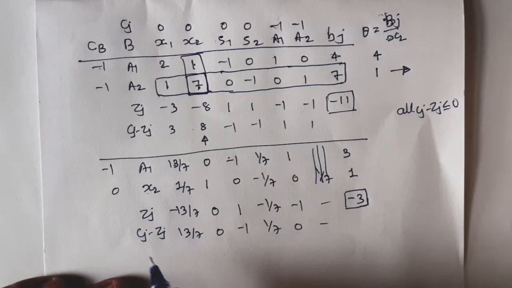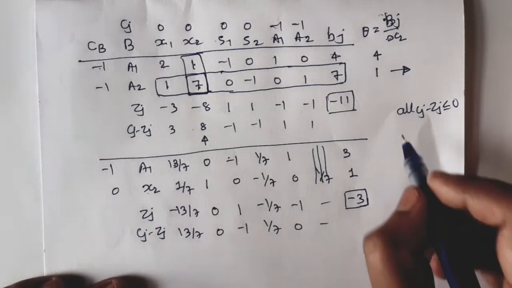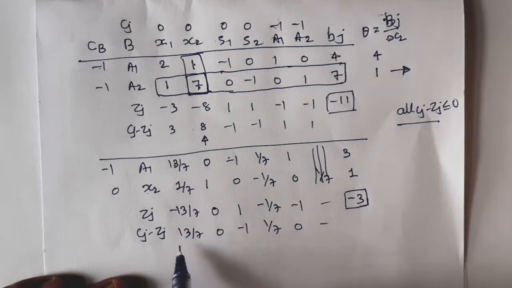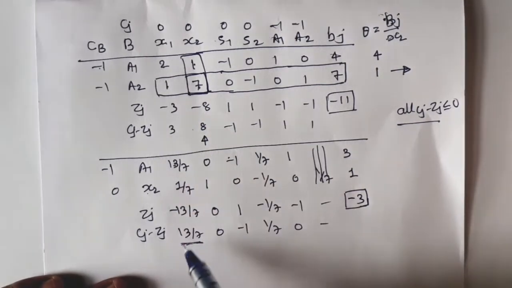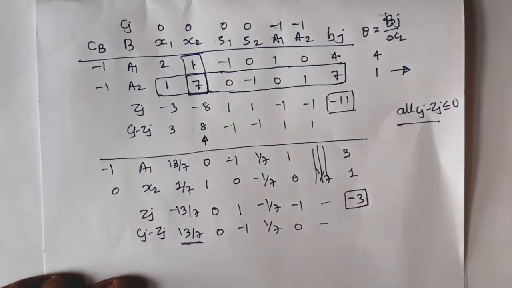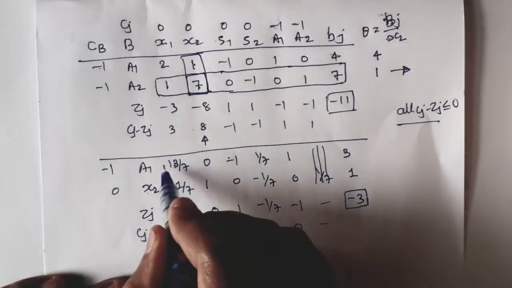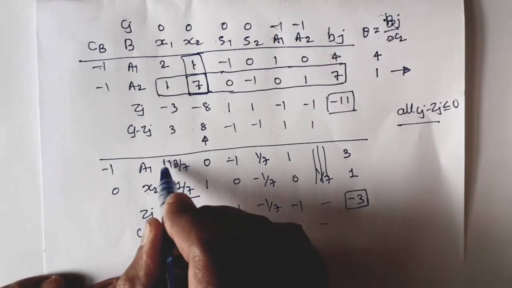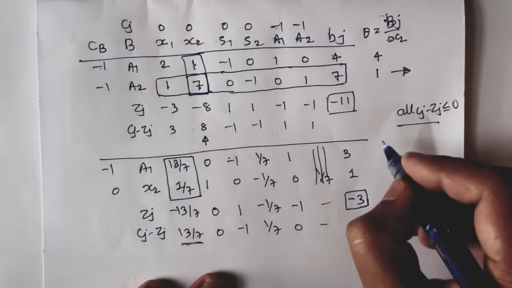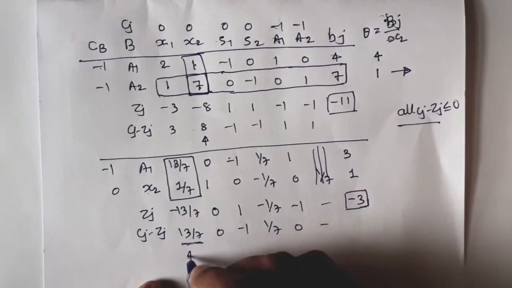Now after considering Cj minus Zj, let's check the condition. All Cj minus Zj must be less than or equal to 0. Here only one element is non-zero or positive, say 13 by 7, for the x1 decision variable. So according to this, the column is the key column, and this will be the incoming variable.